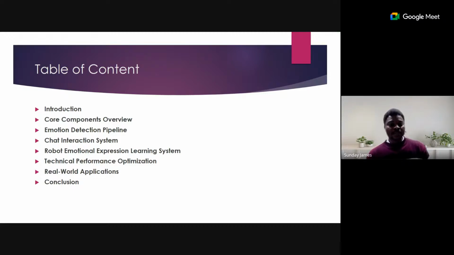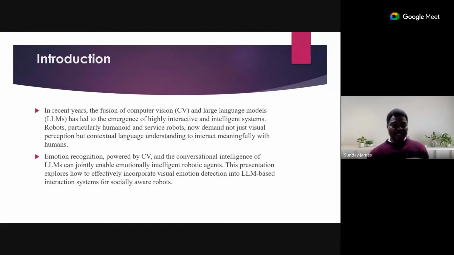All right, so let's look at this part. In recent years, the fusion of computer vision and large language models has led to the emergence of highly interactive and intelligent systems. We all know that before now, we used to have robots that could just do some basic activities. But with the emergence of these technologies, we now have highly interactive robots that can engage in intelligent conversations.